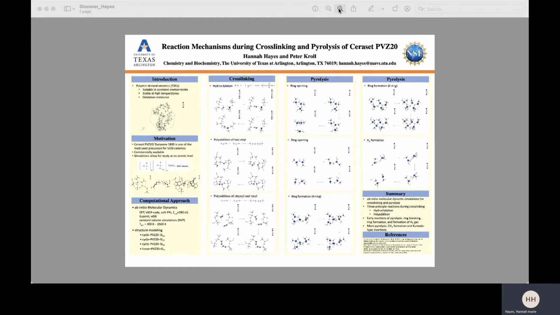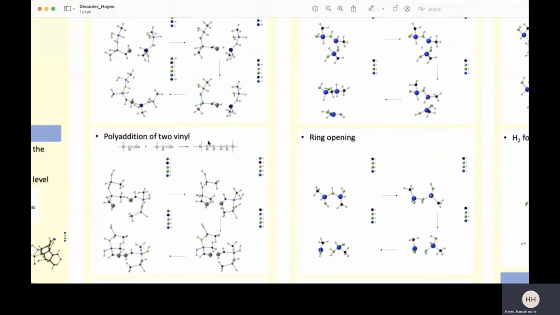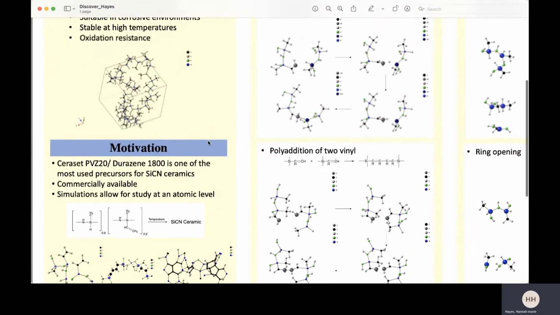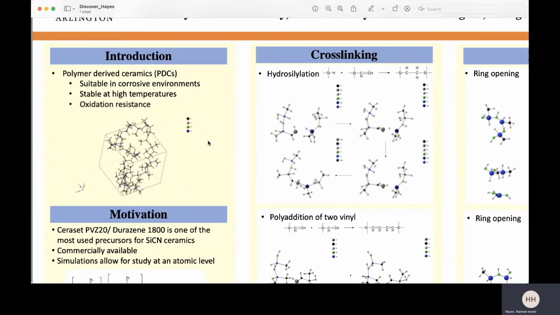I'm working under Dr. Peter Kroll to investigate the reaction mechanisms during cross-linking and pyrolysis of Ceracet PVZ20. Polymerized ceramics are stable at really high temperatures, which makes them useful for aerospace and military purposes. Ceracet PVZ20 is a polymethyl vinyl silazine and is one of the most used precursors for SiC in ceramics. By using molecular dynamic simulations, we were able to investigate these reactions at an atomic level.